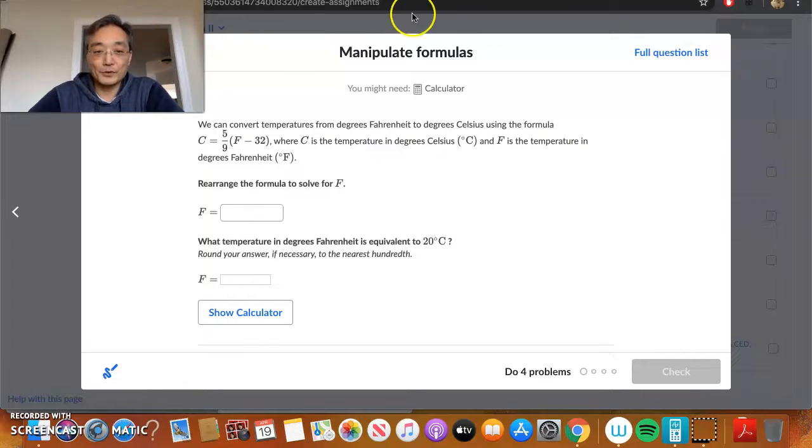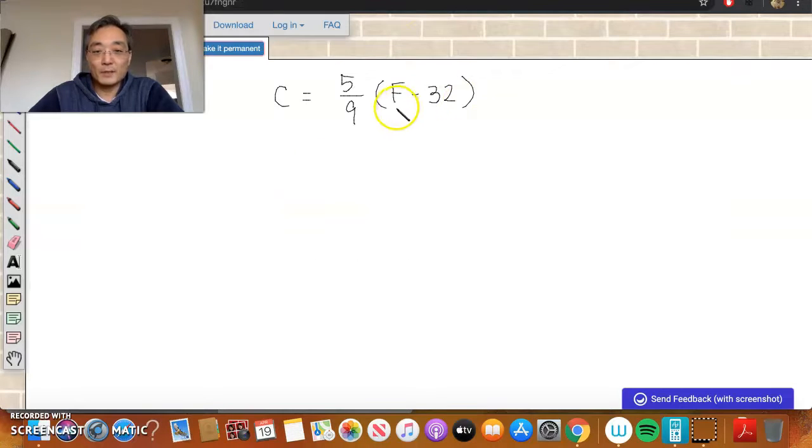So let's do it. In order to convert now, rearranging the formula to solve for F, basically we have to isolate F, correct? Get F by itself. Well, in order to get F by itself, since this is contained within parentheses, I would have to first get rid of the 5/9, correct? And we could do that very easily by multiplying both sides by 9/5. The reciprocal.